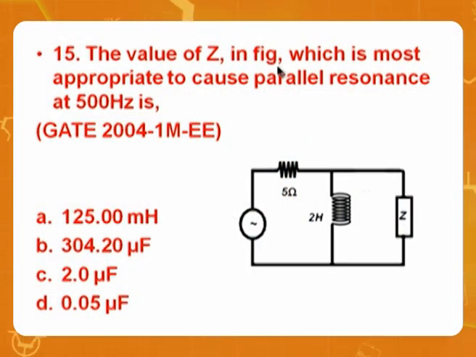Question number 15. The value of Z in the figure which is most appropriate to cause parallel resonance at 500. Again, same question, just like in the previous questions. Capacitance we calculated, we have to calculate Z now. So my argument is very simple again. Calculate impedance, put the j term to 0, equate that frequency to 500, and you will calculate Z. So that is a very simple thought.